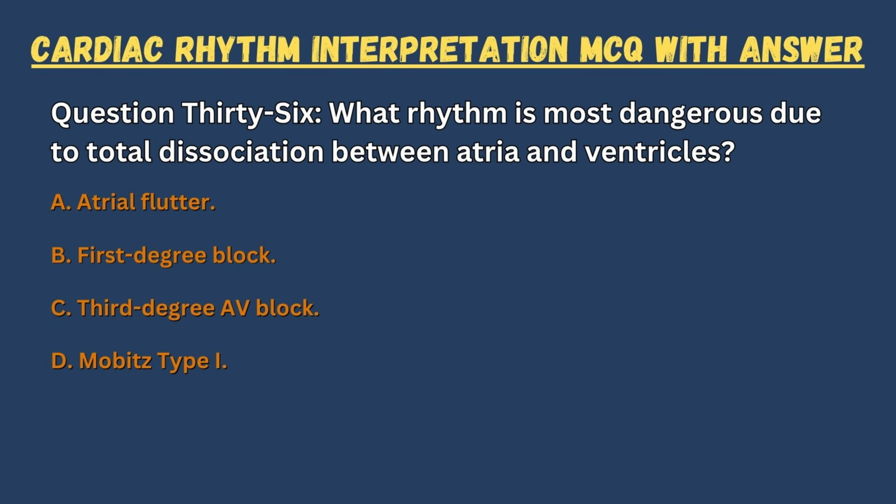Question 36. What rhythm is most dangerous due to total dissociation between atria and ventricles? A. Atrial flutter. B. First degree block. C. Third degree AV block. D. Mobitz type 1. Answer: C. Third degree AV block.